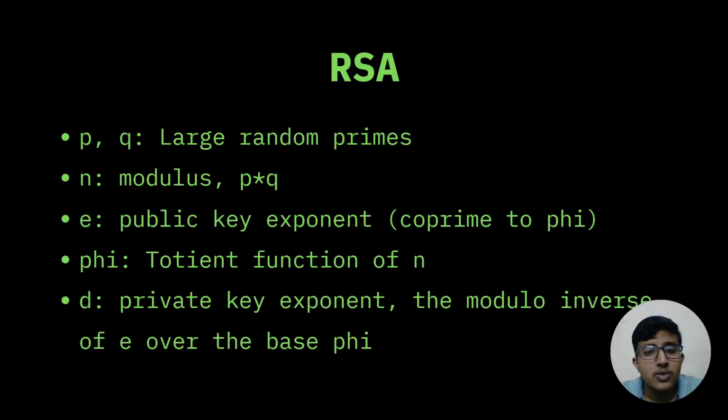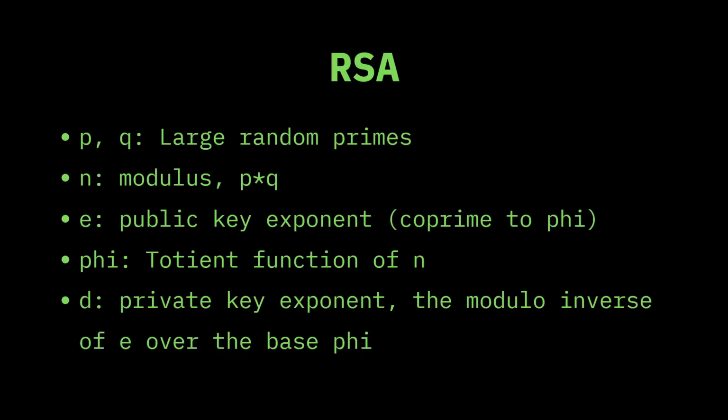So, p and q are two randomly generated large primes which should have a significant difference. Next, n, the modulus, which is the product of p and q. Then we have e, which is the public key exponent, and it should be chosen such that it is coprime to phi. Phi is the totient function of n. Don't worry, you will soon understand what that is.